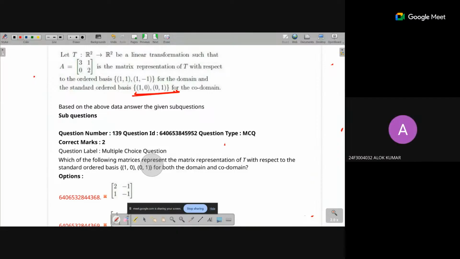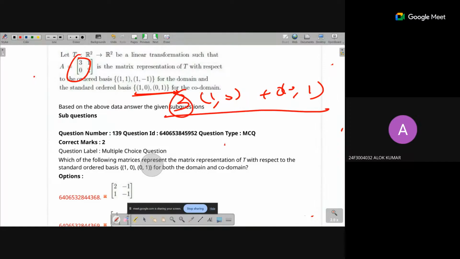If this is not a standard basis, then it will be the coefficient of this. Since this is a standard basis, nothing will affect it. Otherwise, if this is something and that is something, then this basically represents 3, this coefficient, which is given there. And that is this part.